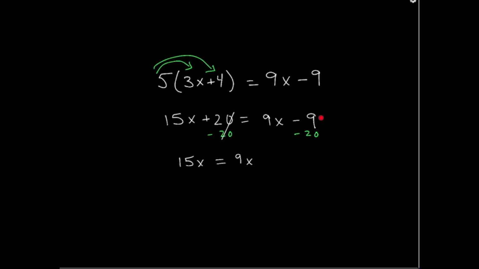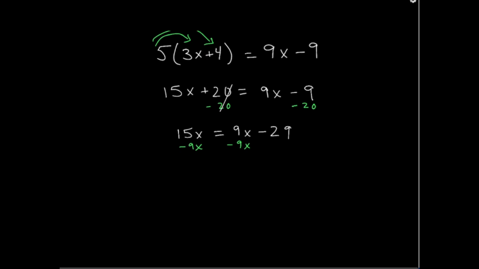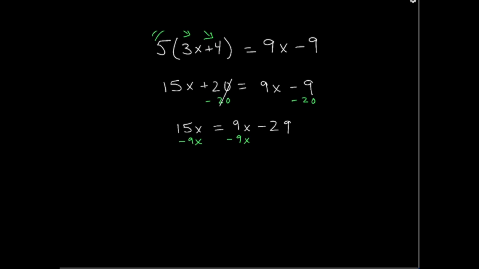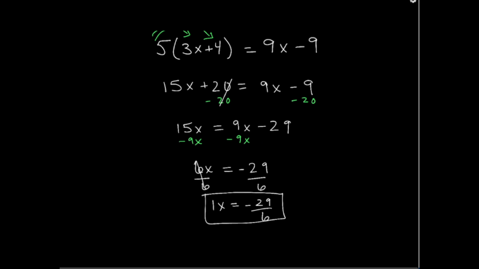I go ahead and combine the 9 and 20. Since they're both negative, I add them together, and that leaves me with a negative 29. I subtract 9x from both sides. And now I'm left with 15 minus 9 is equal to 6x is equal to a negative 29. And lastly, I divide both sides by 6. 6 over 6 is equal to 1x is negative 29 over 6. And that will be your final answer with that.